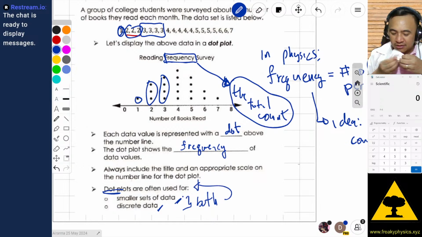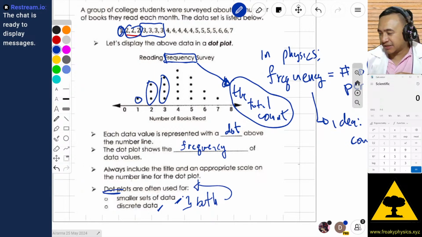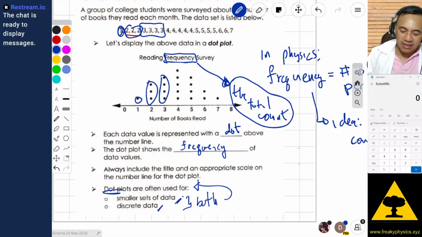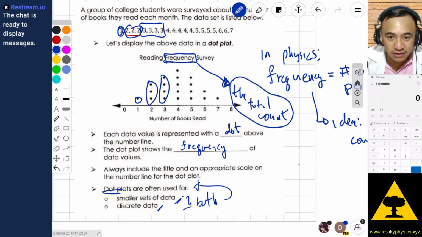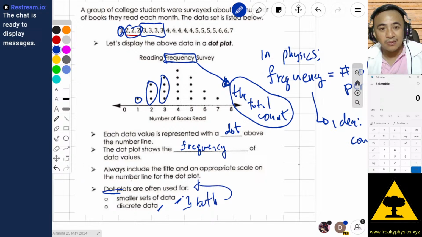All right, thank you. So dot plots are done. Again, you use that for discrete data and for small sets of data. If you have a bigger set of data, it could still be useful, but there's going to be an easier way to do it as well. All right, let's go back here. What is frequency?